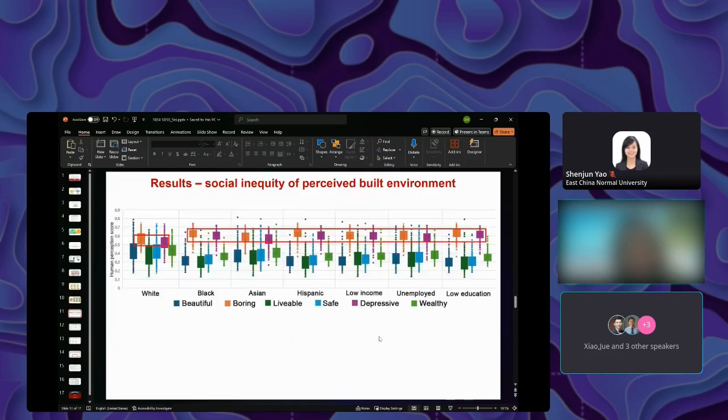And then we further analyze the social inequality relating to the perceived built environment across different social groups. You will see the mean value of the boring and depressive feelings within the white group, compared to all other minority groups, is dramatically lower than among the rest of the social groups. And on the other side, all the positive feelings are much higher than in the other groups. So very obviously we can see there's a social inequality issue involved here.